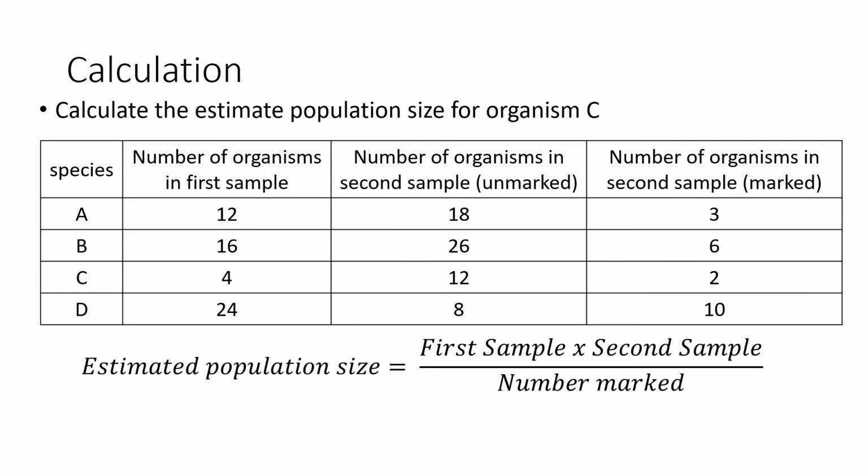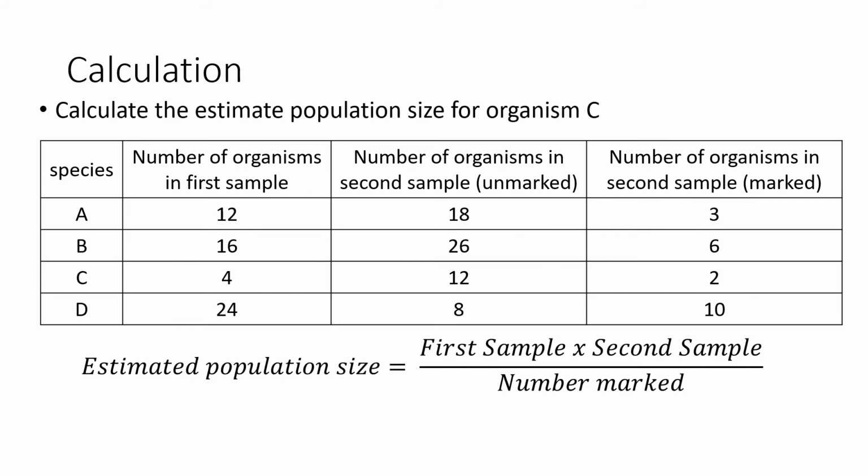So the first sample, it says in the table, the number of organisms in the first sample for organism C is 4. Now the second sample has been a little bit tricky here. You need to look carefully to see that the second sample has actually been split into those that were marked and those that were not marked.